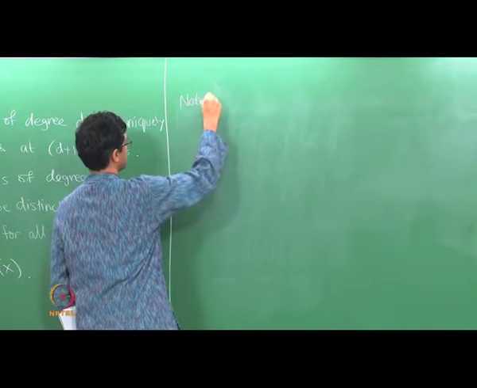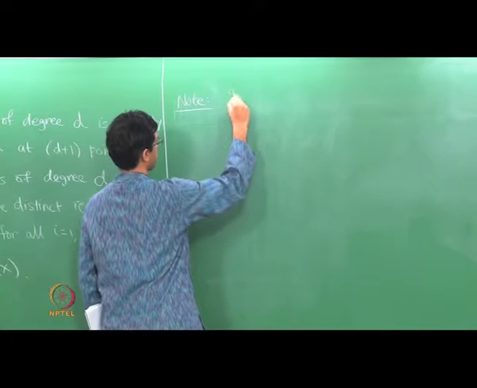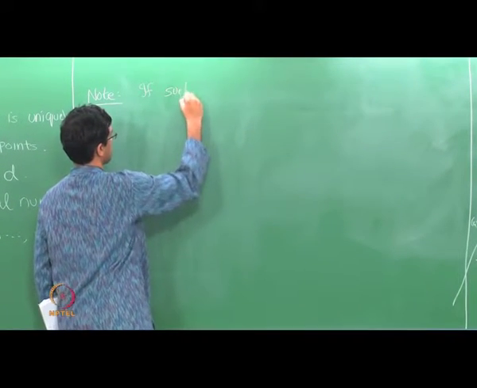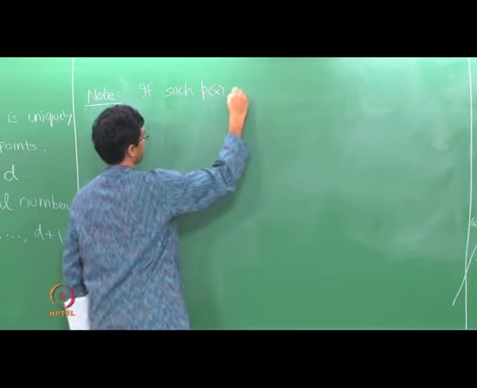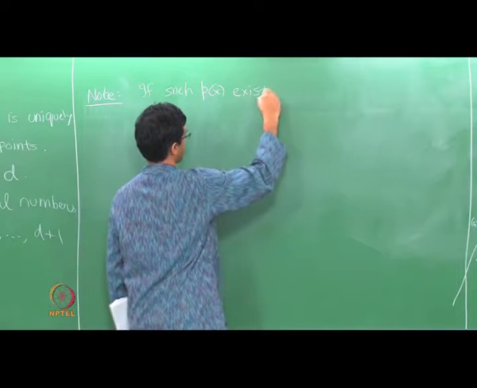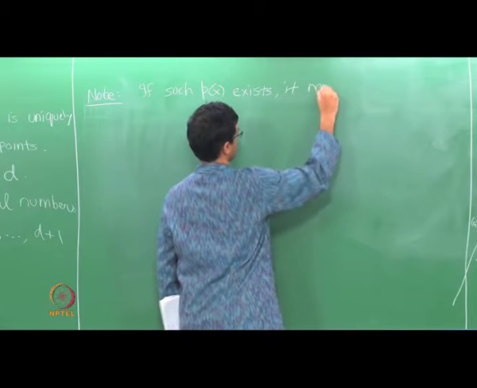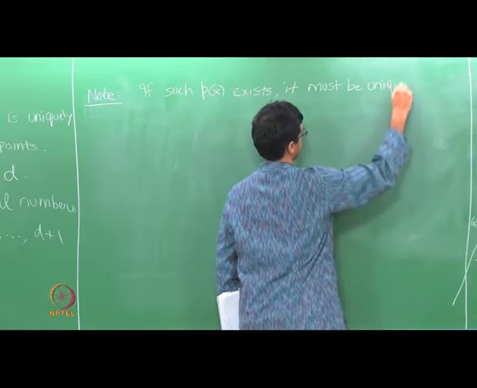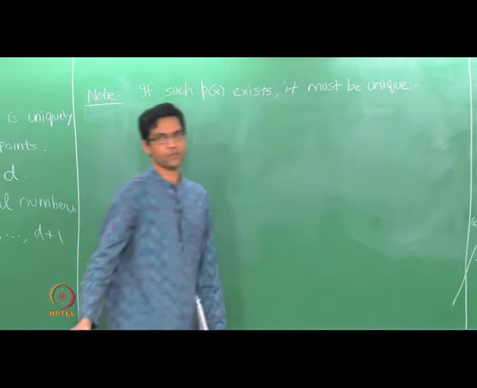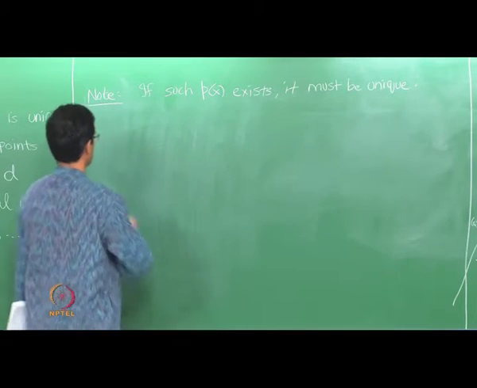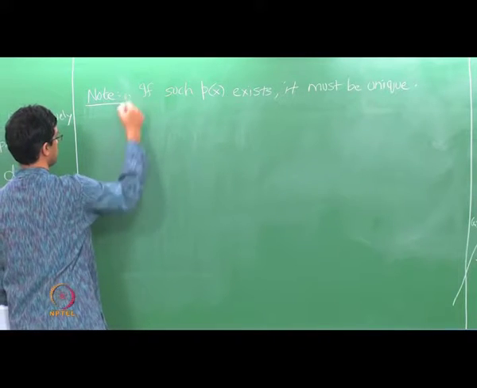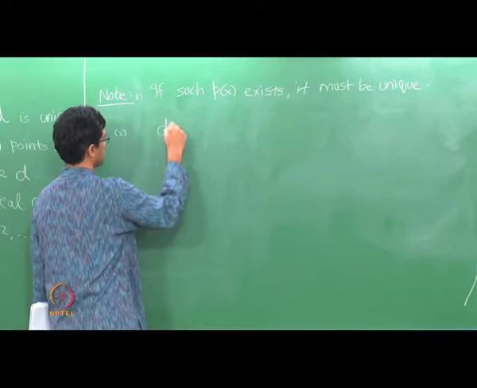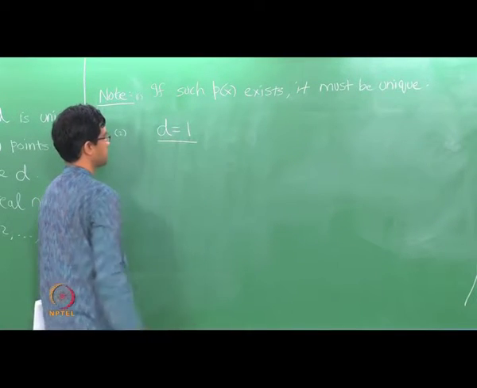Okay. So note, so here is the first thing already, that, so let us make some observations on this. Note, if such p of x exists, it must be unique. Okay. Why? By this principle that we just talked about. Okay, that is one. Now to get a sense of this, we will just do some special cases. So let us do some special examples.